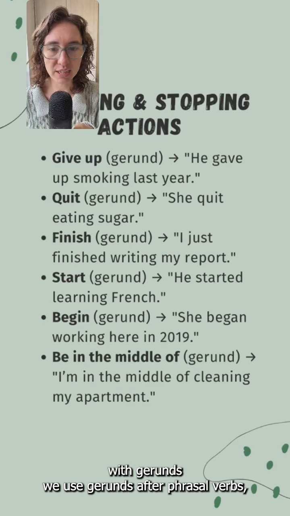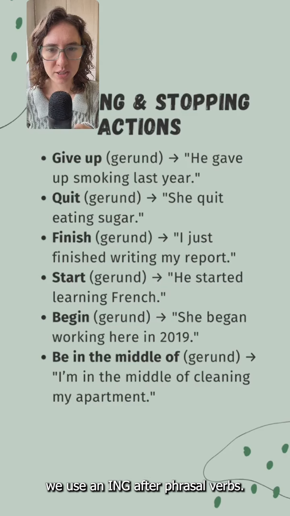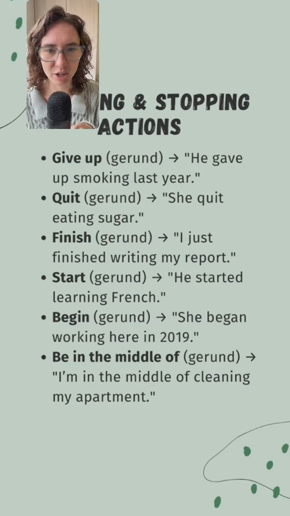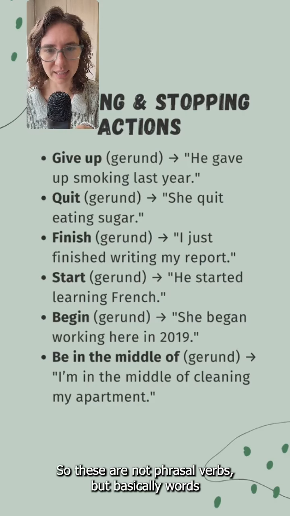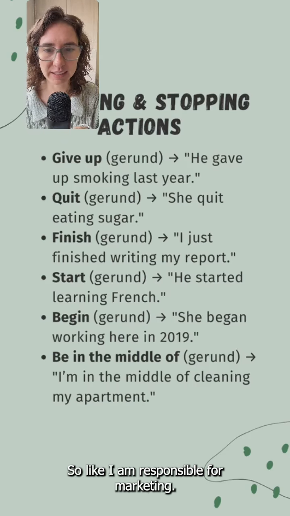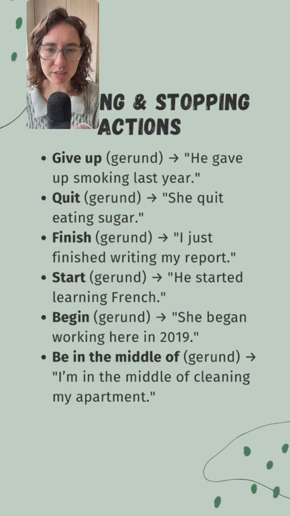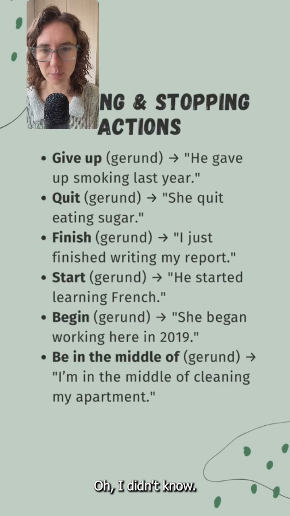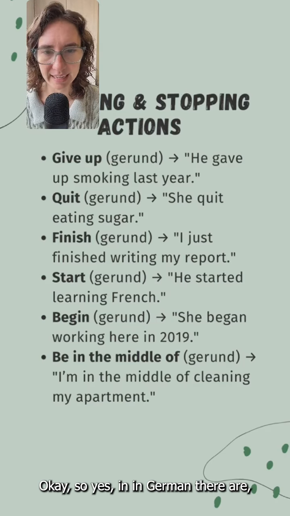Then we have to finish something. So I just finished writing my report. To start, he started learning French. To begin, also similar to start, she began working here in 2019. And the last one is to be in the middle of. So I'm in the middle of cleaning my apartment. All of these phrases here that are talking about starting and stopping or just progress with action are going to be followed by an ing verb.